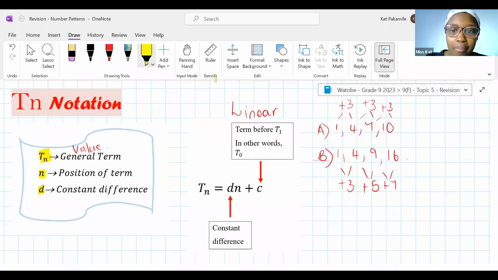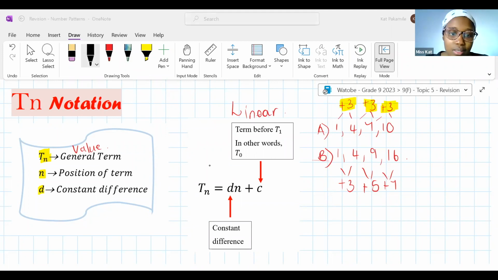Okay. B does have a difference, but it is not constant. Do you see we're adding the same thing here? We're adding the same thing over and over and over. So it does have a difference, Chichi. I think that's what you meant. You just meant that it has a difference, but you need to make sure that it is constant.